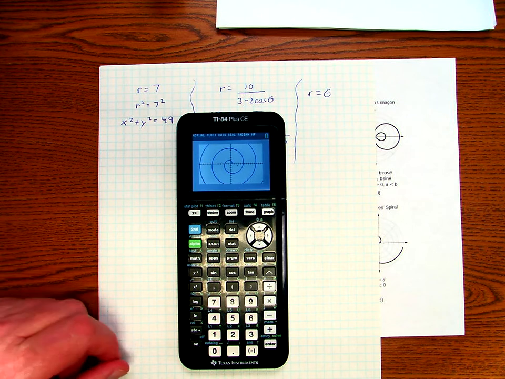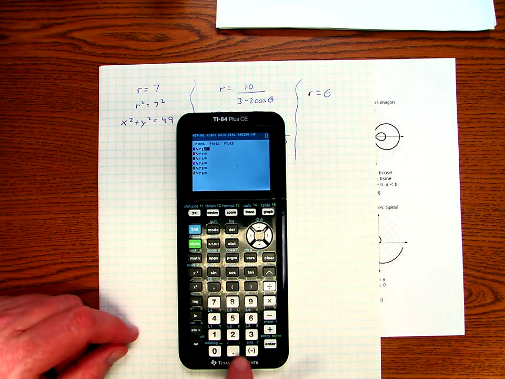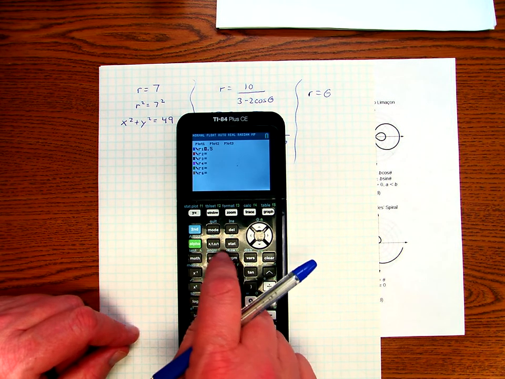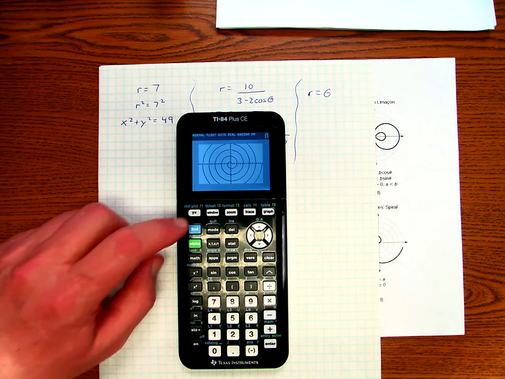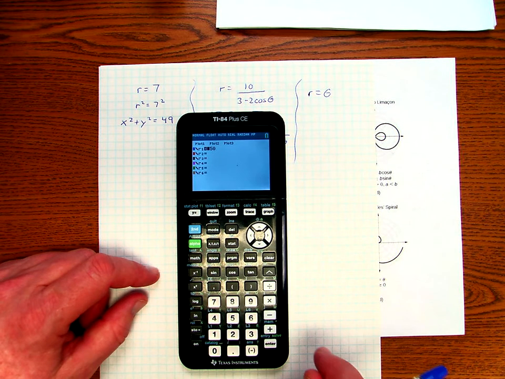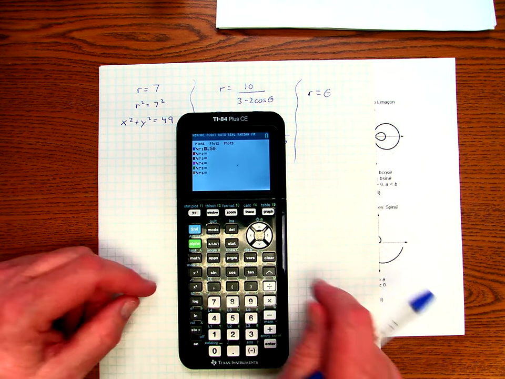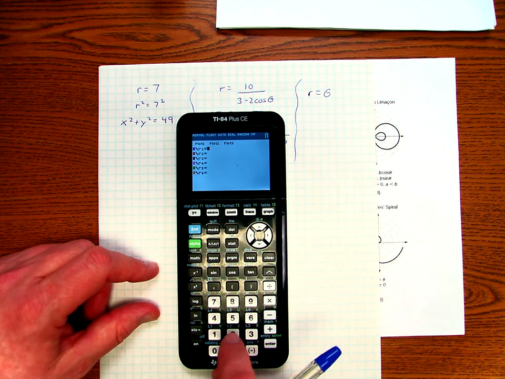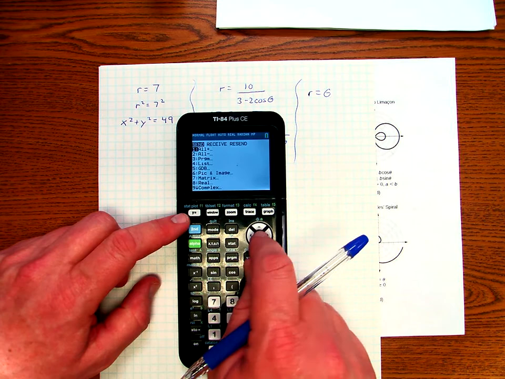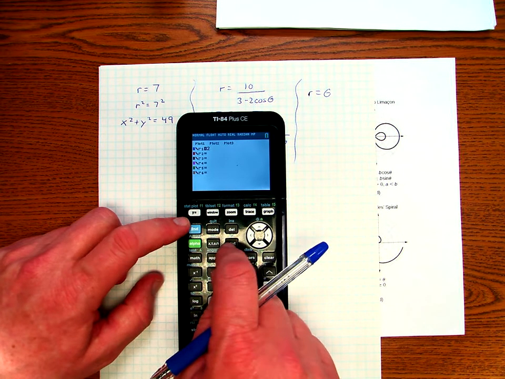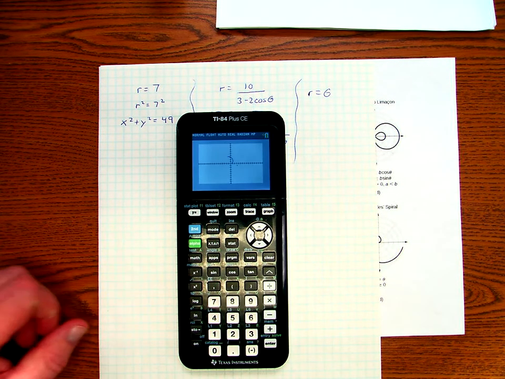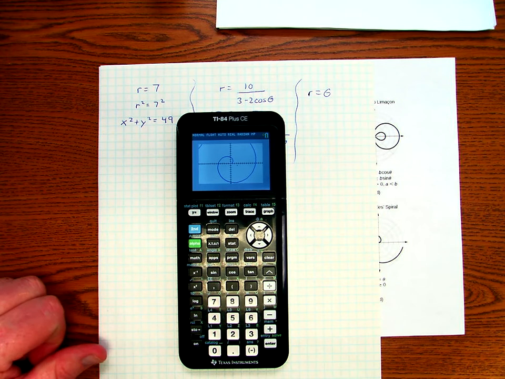What if we wanted a tighter spiral? Well, if we give it a coefficient less than 1, say for example 0.5, that'll tighten that spiral up. What if we want it to be bigger or a wider spiral? What if we did say like 2 theta? Oops, I did something wrong. Let's get out of there. Graph, and that widens it up a little bit.